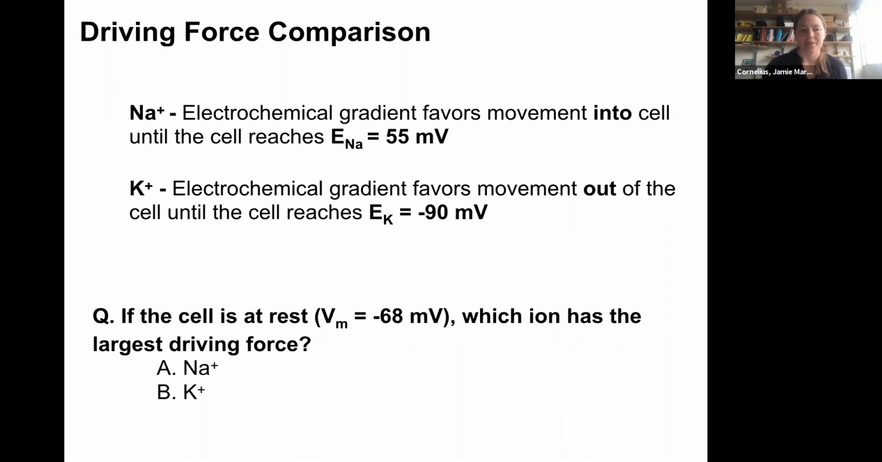So if we look at our question here, if a cell is at rest, and many cells, I won't say most, but many cells have a resting membrane potential of -68 millivolts, then which ion has the largest driving force? Okay, so hopefully you came up with A, sodium. You're much further from +55 millivolts than you are from -90. So sodium is going to have the biggest driving force. It's going to move the most if there's permeability to move across the membrane.